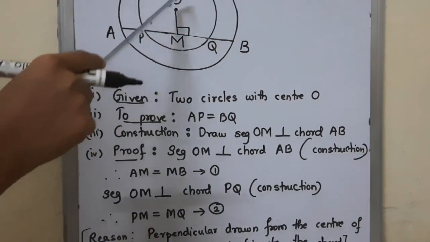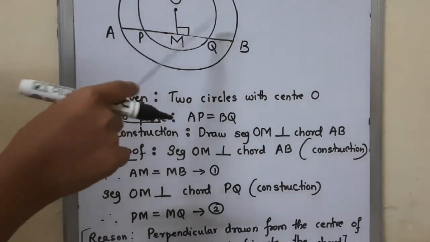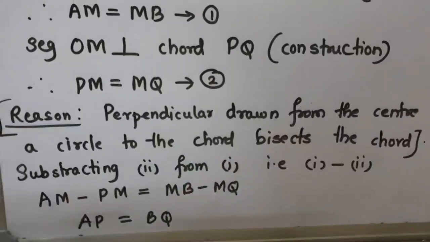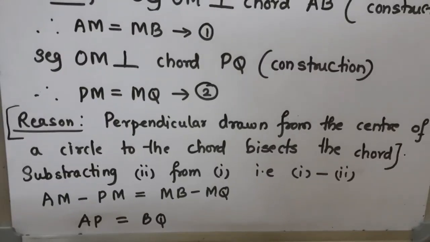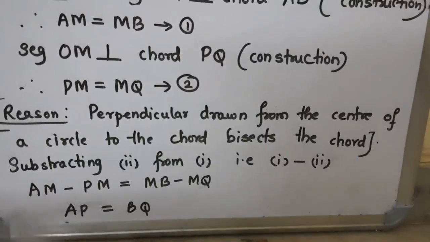Therefore, OM will divide PQ into two equal parts. We can write PM is equal to MQ. Let it be equation number 2. Again, the same theorem we have: perpendicular drawn from the center of the circle to the chord bisects the chord.